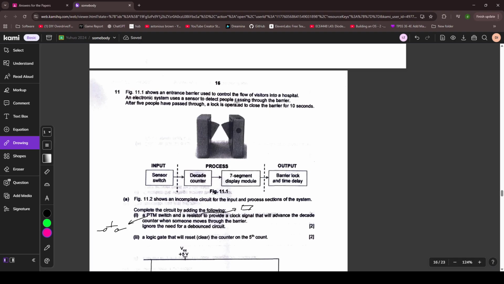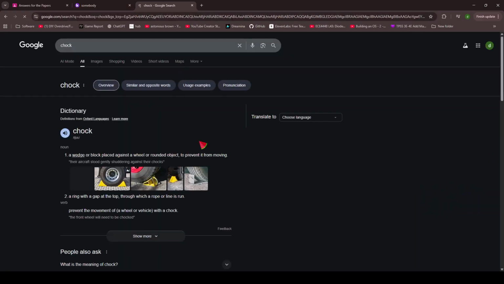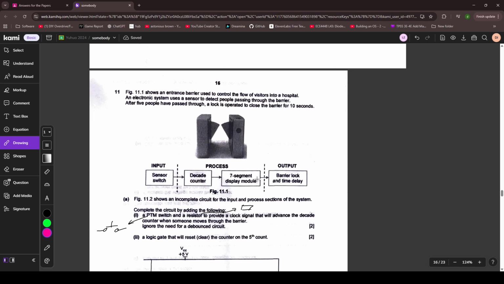After 5 people have passed, a lock is operated to close the barrier for 10 seconds. Also, it's like a chalk. Is it like a chalk? No, it's not like a chalk. Okay.